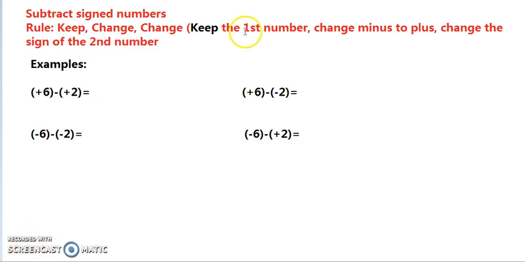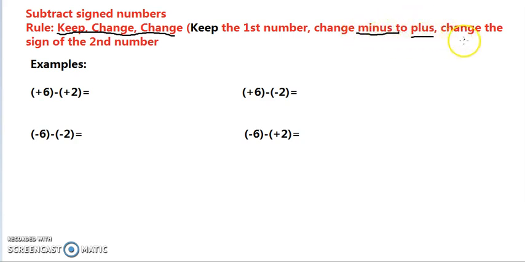In this video, we're going to talk about how to subtract signed numbers. The rule is keep, change, change. The first word, keep, means we will keep the first number. The first change means we're going to change the subtraction to addition, which means change the minus sign to a plus sign.